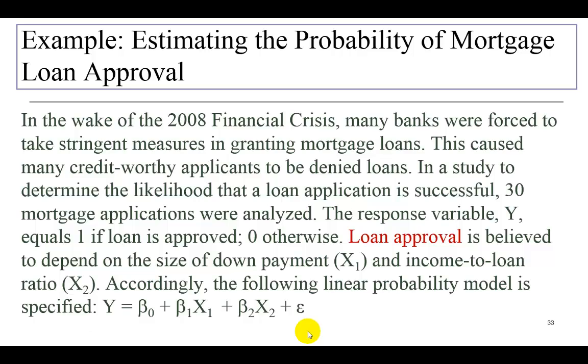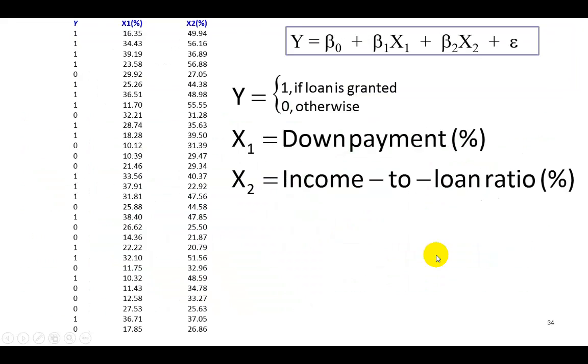So let's look at a quick example, and you can read this up later or now, but it's about loan approval, the factors that play into loan approval. And this is a quick summary of the regression model. It's a multiple regression model where the likelihood of a loan being approved is a function of X1, down payment, which is how much you put down as a percent of the home value, and X2, the income to loan ratio. So here Y would take the value of 1 if the lending institution grants the loan, 0 otherwise.